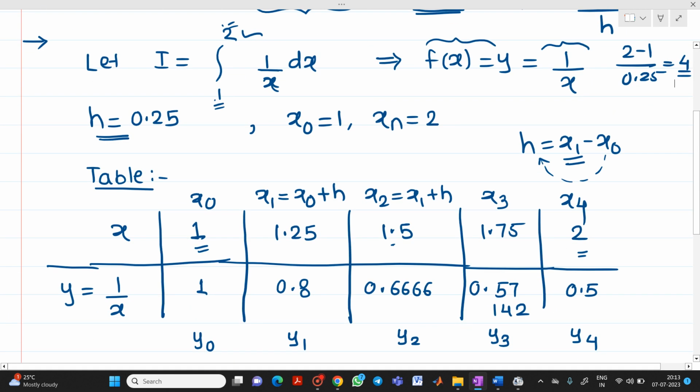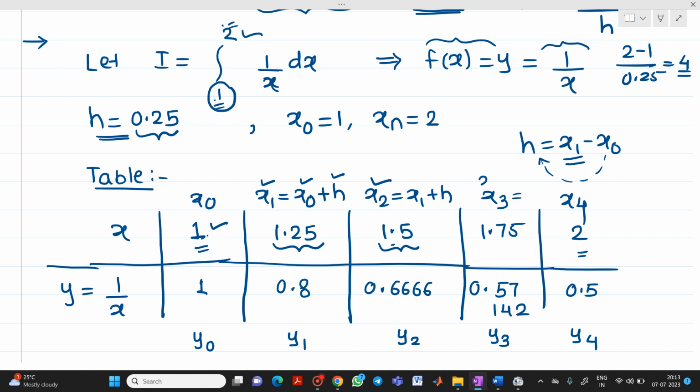So let me prepare a table here. How to prepare the table? The first element starts from 1, so here we have written 1. After that, h is 0.25, so how to find it? x1 will be equal to x0 plus h. So 1 plus 0.25, you will get 1.25. Again, you have to add h, so you will get x2, which will be 1.25 plus 0.25, so it will be 1.5. x3 will be equal to what? x2 plus h. So 1.5 plus 0.25 is 1.75. And x4 will be equal to x3 plus h. So we will get 1.75 plus 0.25.